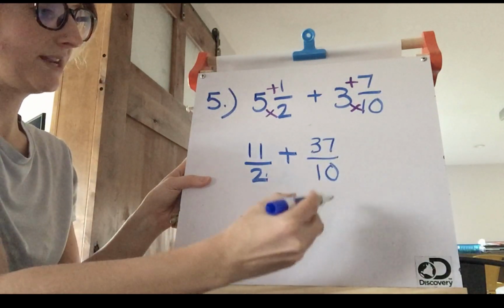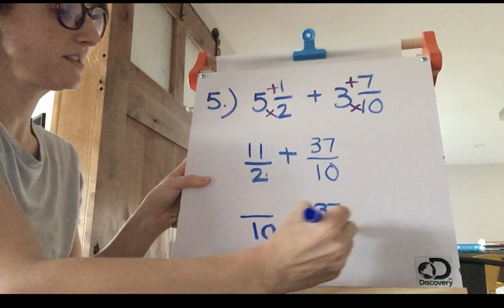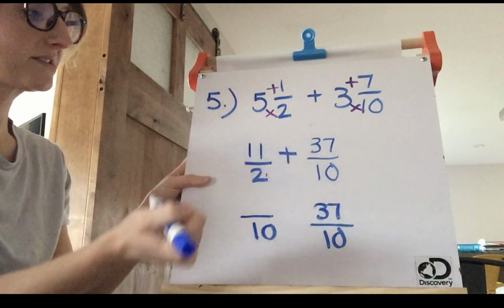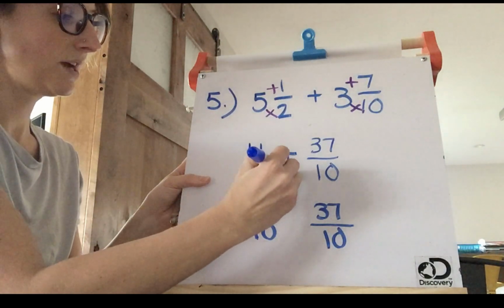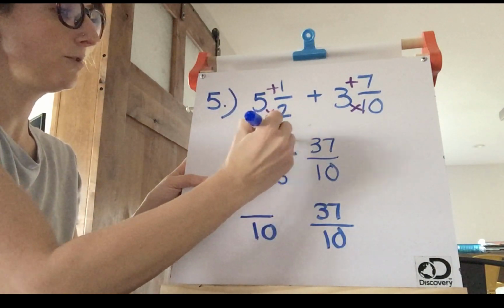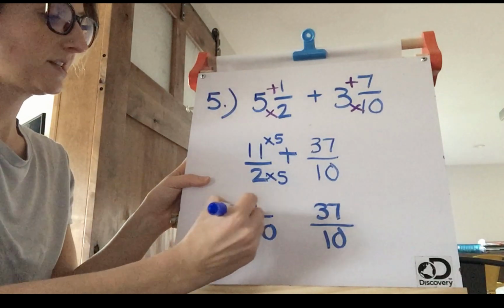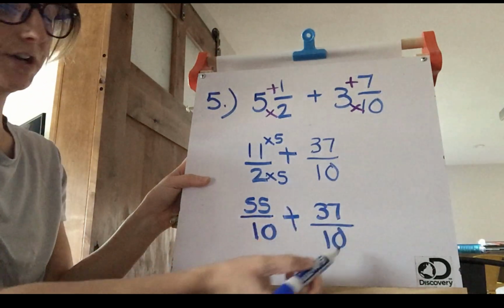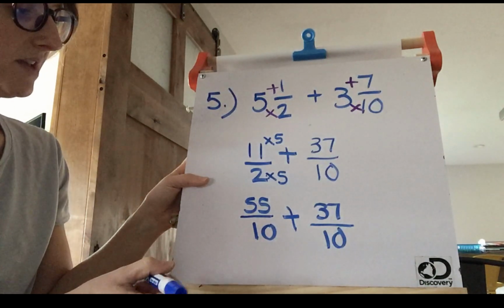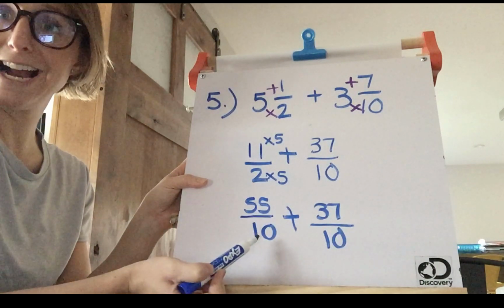So I'm going to rewrite down here. 37/10 just gets to stay as it is because it already has 10 in the denominator. What times 2 gives me 10? 2 times 5. So I'm going to take my numerator and multiply it by 5. That's going to give me 55/10. And I need to add 37/10.